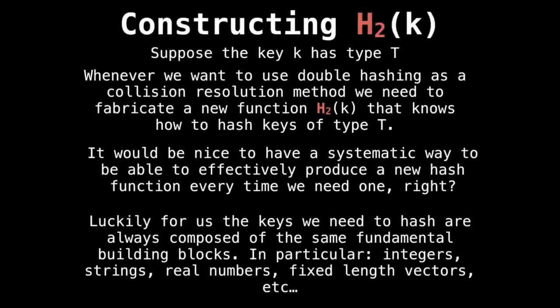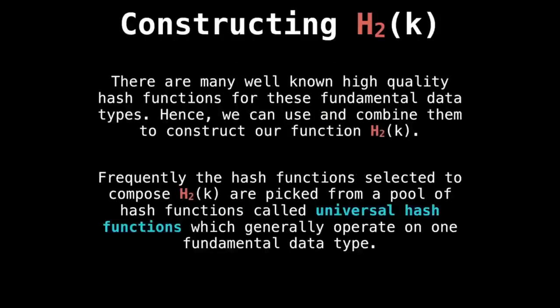Luckily for us, in computer science, almost every object we ever create is constructed of the same fundamental building blocks, in particular integers, strings, real numbers, fixed length vectors, and so on. So we can use this to our advantage. There are many well-known hash functions for these fundamental data types, and we can combine them when we want to construct our new hash function, h2 of k. Frequently, when we compose hash functions, we select them from a pool called universal hash functions, which generally operate on these fundamental data types, which is quite convenient.